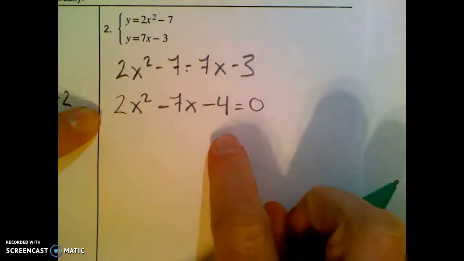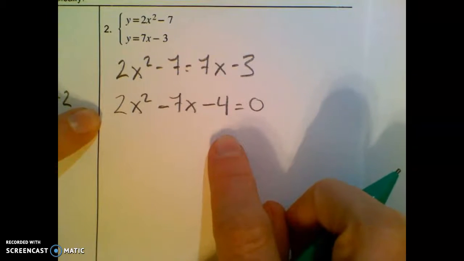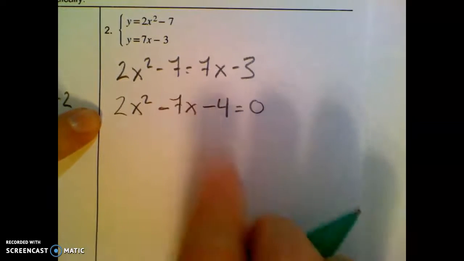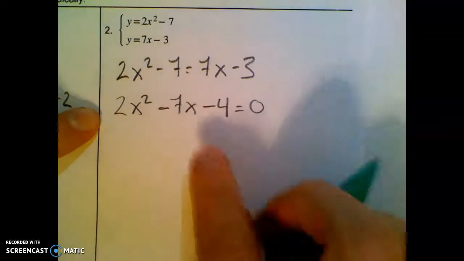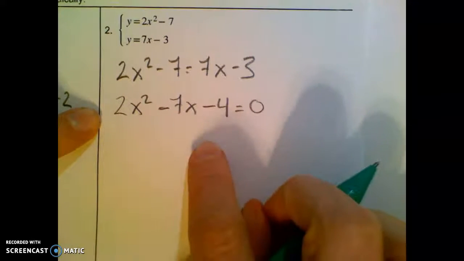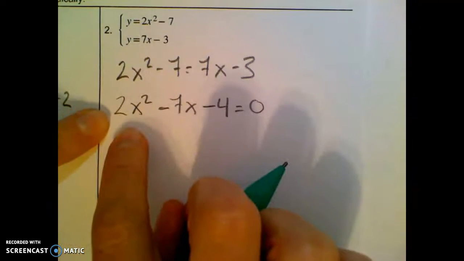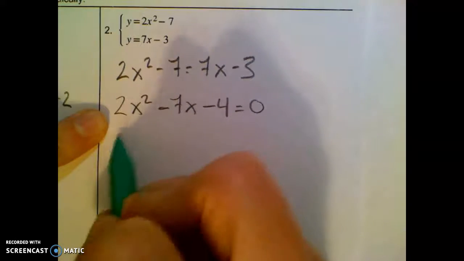Here you can do whatever you want to. Obviously, you cannot do the square root method because I do have an x term there, but you could complete the square if you wanted to. You could do the quadratic formula. I'm just going to guess and check because it's a prime leading coefficient, so it's really not that bad. So I'm just going to guess and check.